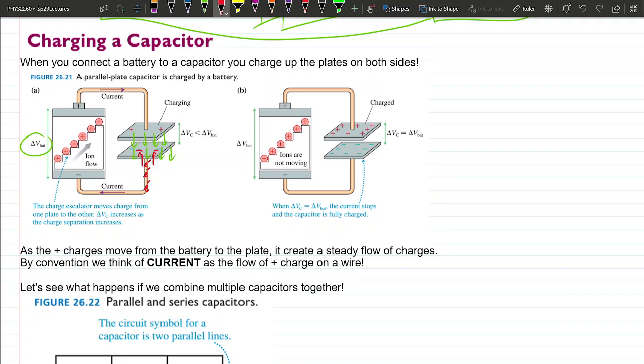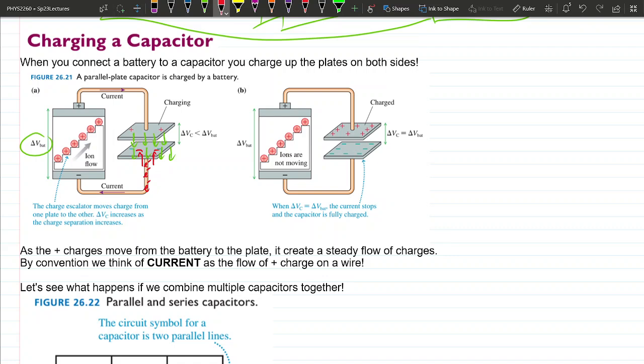This will get attracted to the plate and kind of distribute along the plate. So what ends up happening, and this usually happens on the order of a microsecond, once you hook a battery up to a capacitor, the positive plate will build up enough charge so that the potential difference across the capacitor plates is equal to the battery. Because when it's equal, they're offsetting each other, and therefore as you go around this loop, the change in potential is going to be 0.